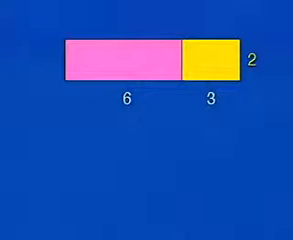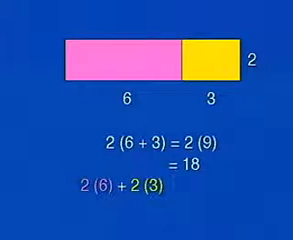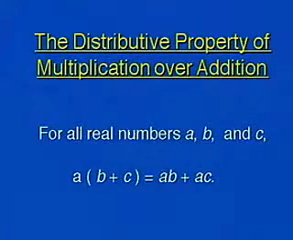Let's look at another property. Suppose we're asked to find the area of this rectangle. We can take the width of the rectangle, 2, and multiply it times the sum, 6 plus 3, and get 18. Or we can look at the area of the pink rectangle and add it to the area of the gold rectangle, and we also get 18. So what you can notice about these is called the distributive property of multiplication over addition. For all real numbers a, b, and c, a times the quantity b plus c is equal to ab plus ac.